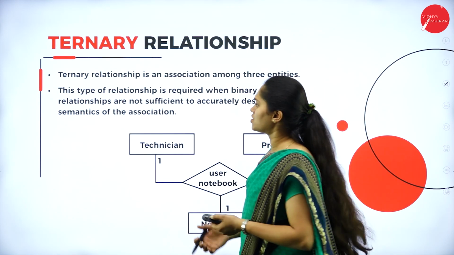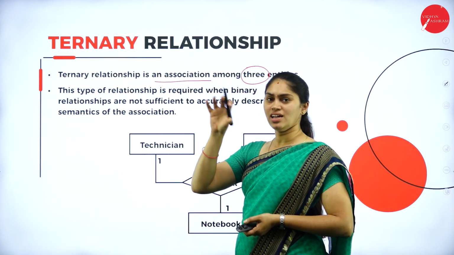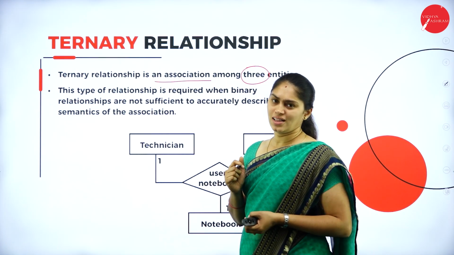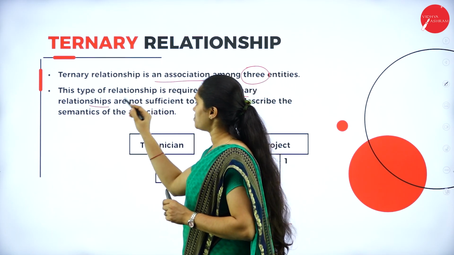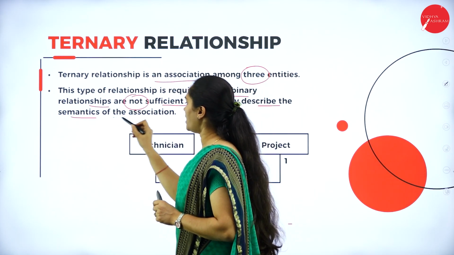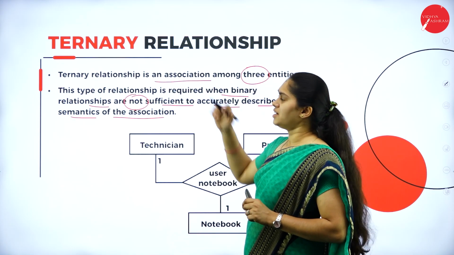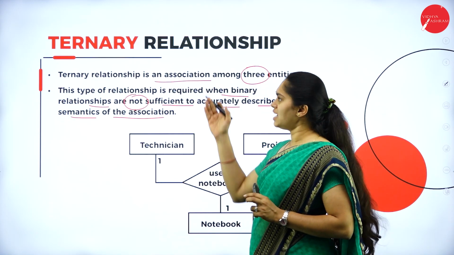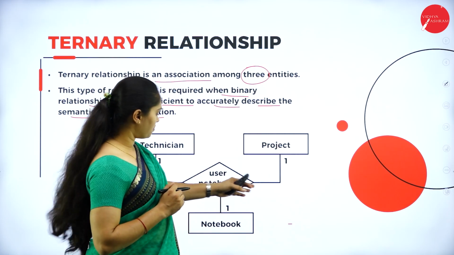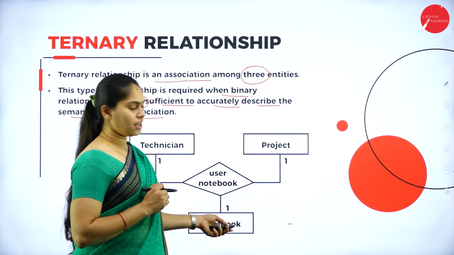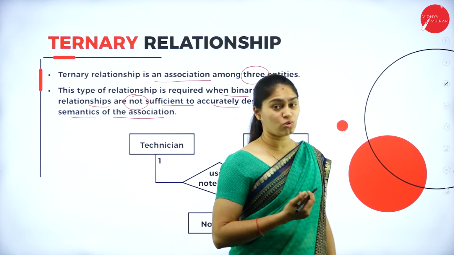Then what about ternary? More than 2, that is, 3. The ternary relationship is an association among 3 entities. Here we have 3 different entities and a relationship among all 3. We require a ternary relationship when binary relationships are not sufficient to accurately describe the semantics of the association. When we feel the binary relationship is not enough to describe the relationship among the different entities, we can go with the ternary relationship. Here you can see that we have a technician using a notebook, and a project, and the user and notebook entities are related as well. This is how we have a relationship among more than 2 entity sets.